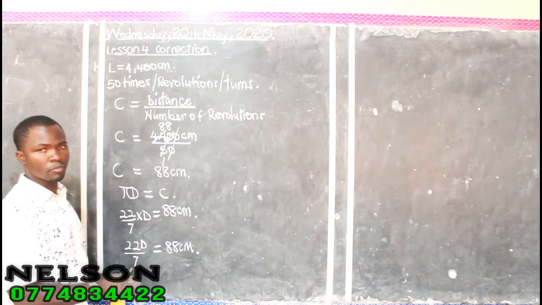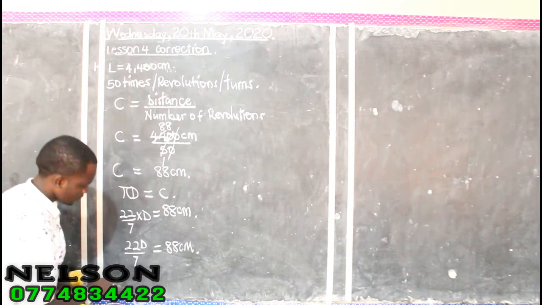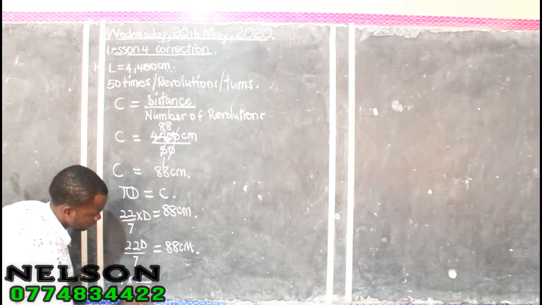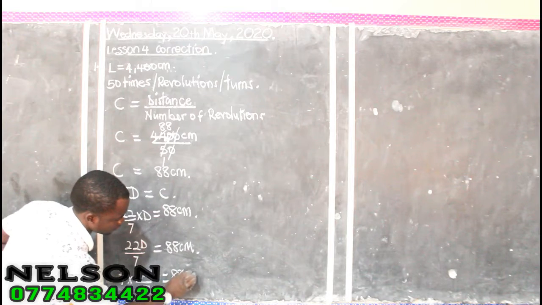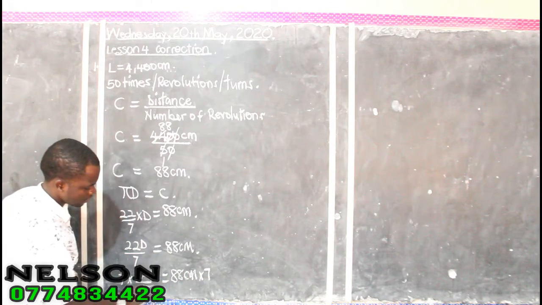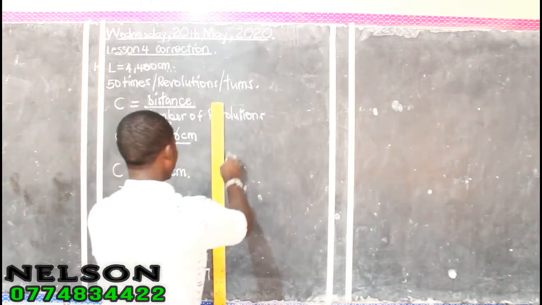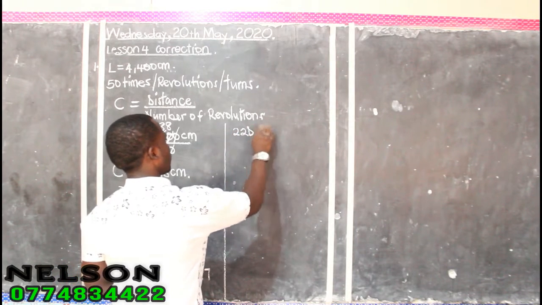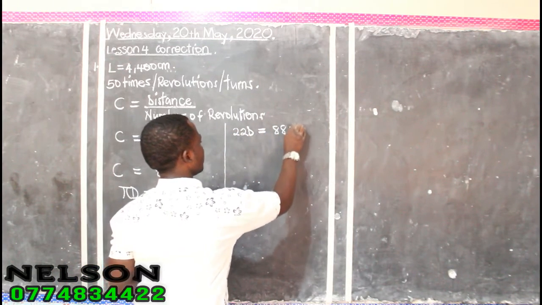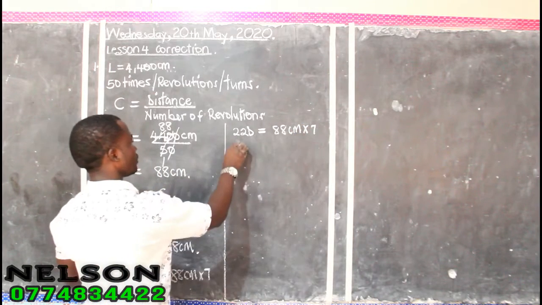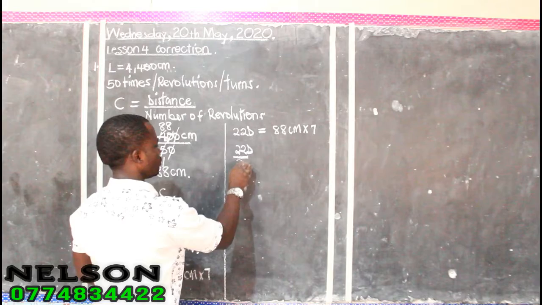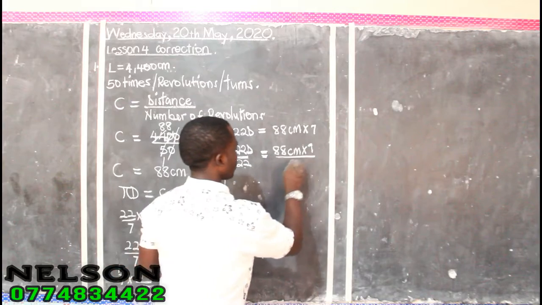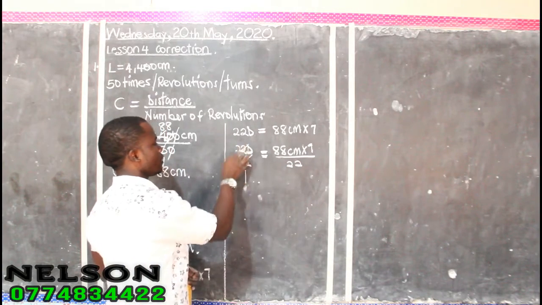Remove 7 by multiplying it on either side. So this is 7 times 22d out of 7 equals 88 centimeters times 7. By 7 once, by 7 once. 22d equals 88 centimeters times 7. We shall have 22d out of 22 equals 88 centimeters times 7 out of 22. By 22 once, by 22 once.